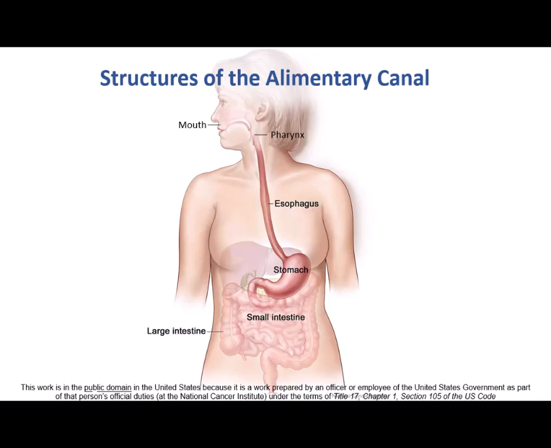The tube itself starts in the mouth. When food is swallowed, it moves into the pharynx, then into the esophagus, next is the stomach, then the small intestine, and finally the large intestine with the rectum and the anus.